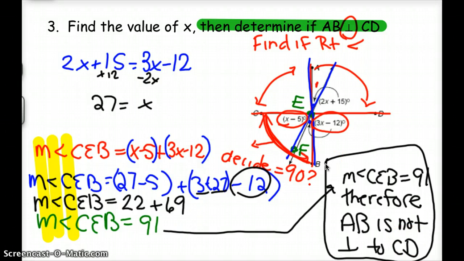Writing 91 would not be a complete answer, would not get you full credit. You need to communicate. And just writing AB is not perpendicular to CD would not be full credit either. You need to justify your answer. So we need to continue to work on showing all our work, showing complete work. Don't have those numbers floating around out there, but communicate what those numbers represent.